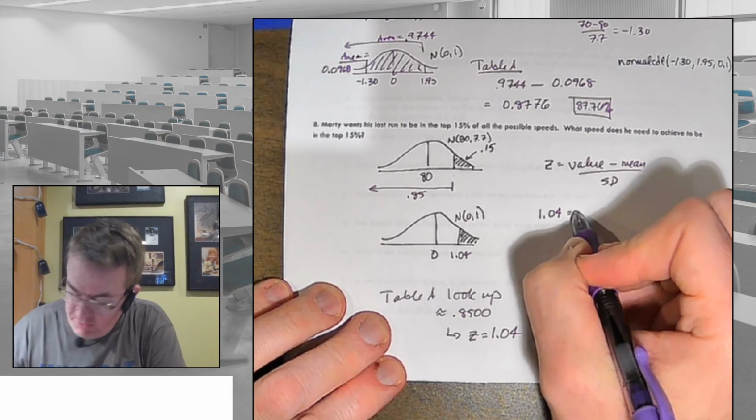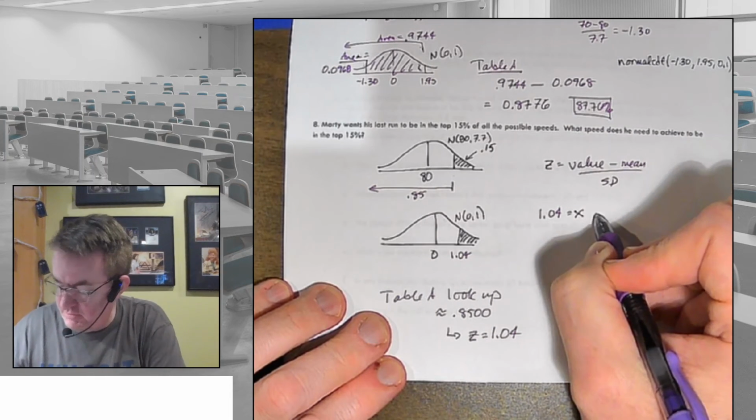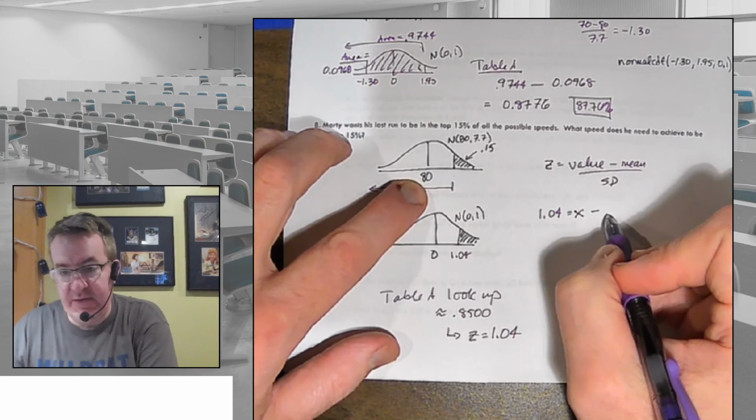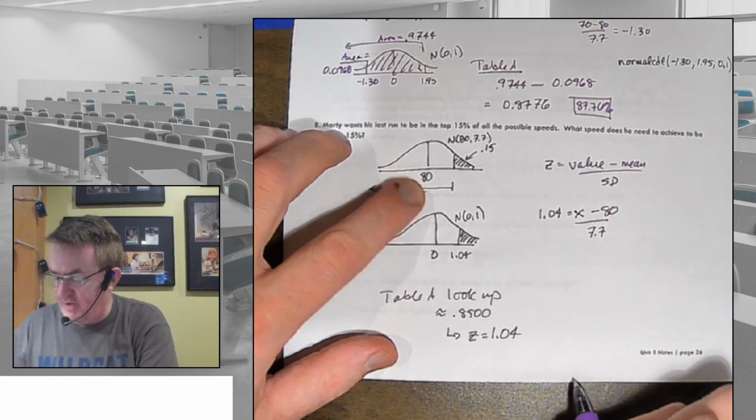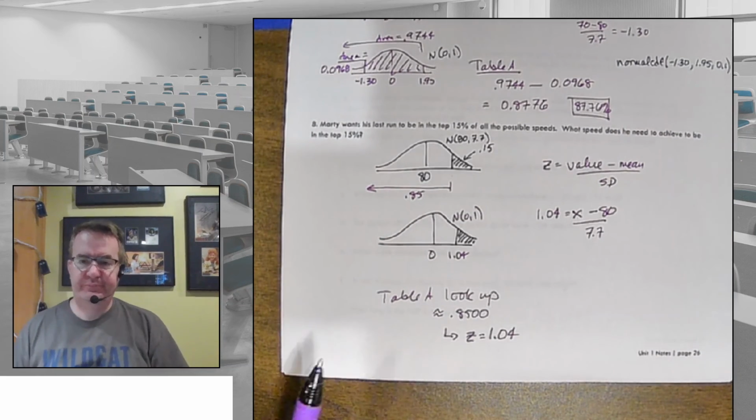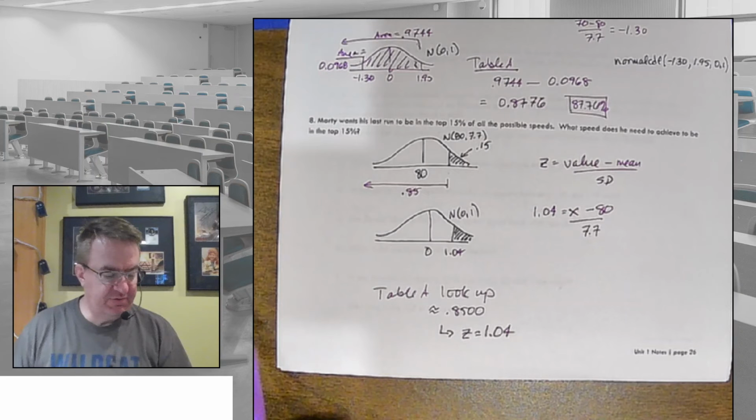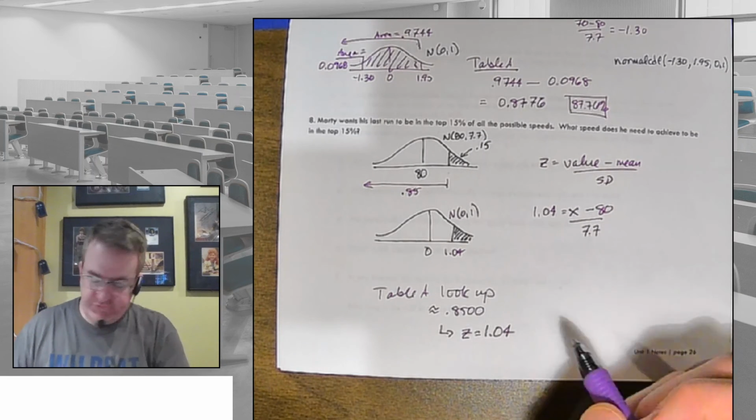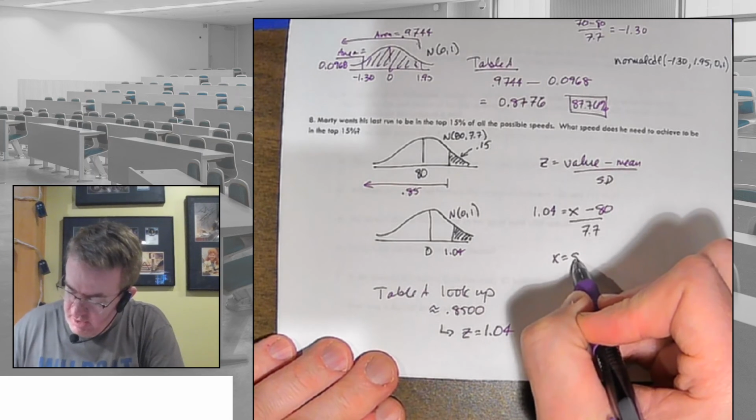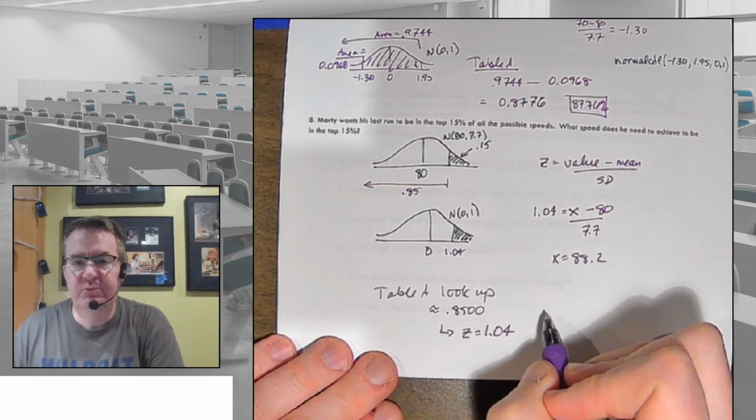I don't know what my value is, so that's going to be x. I do know what my mean is. My mean is 80, and I do know that I've got 7.7 as my standard deviation. At that point, it's algebra. Multiply both sides through by 7.7. Subtract off 80, or add 80 to both sides, and you're going to end up with 88 miles an hour. Great Scott!